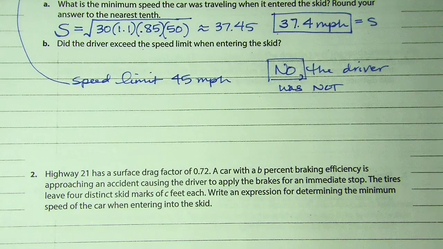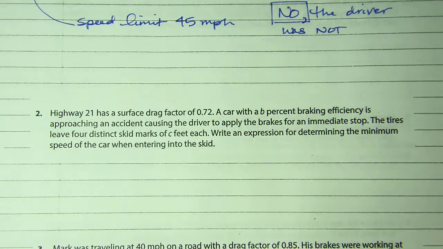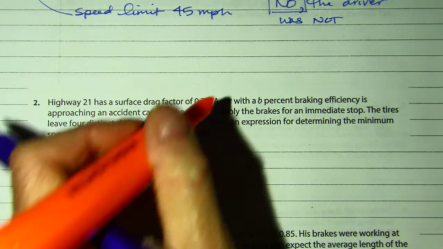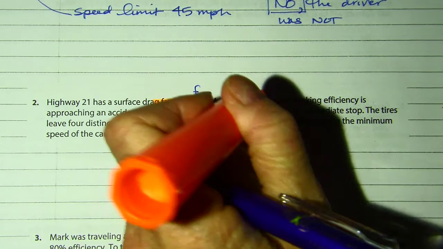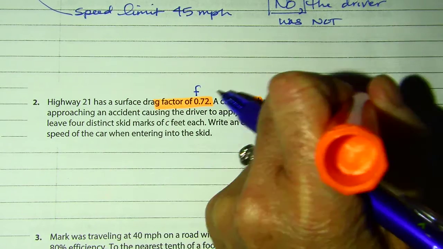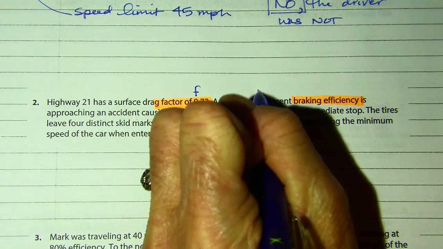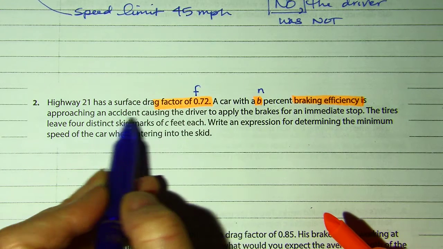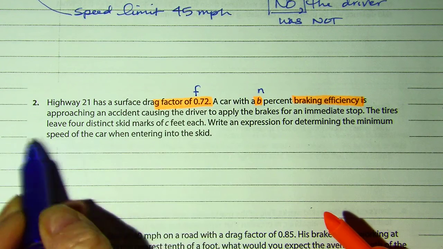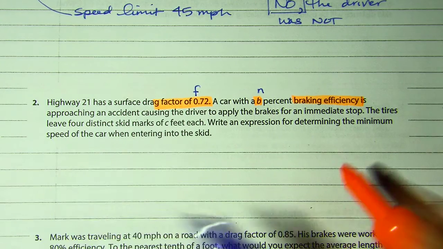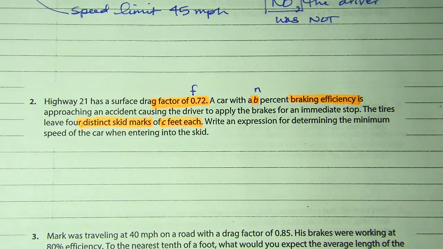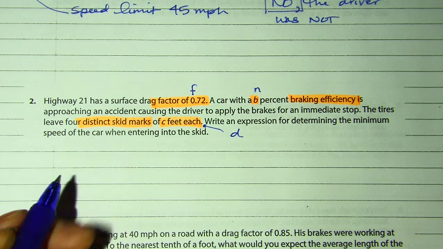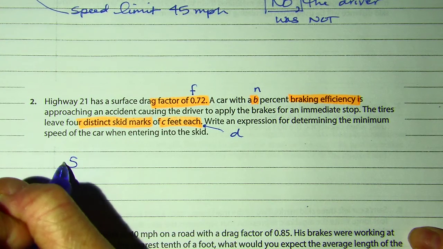Number 2, highway 21 has a surface drag factor, so there's F. I'm going to make a note of that. There's F. B is my braking efficiency, which in our formula is N. Is approaching an accident, causing the driver to apply the brakes. The tires leave 4 distinct marks at C feet each, but I know that my skid mark, notice it is the letter D. So they want us to write an algebraic expression to find the speed.